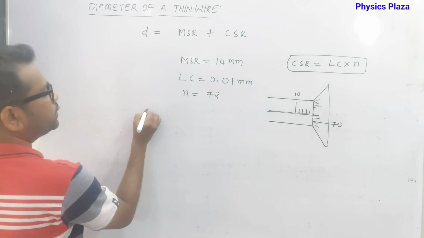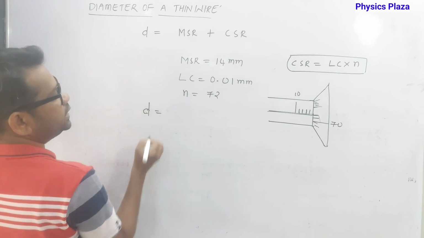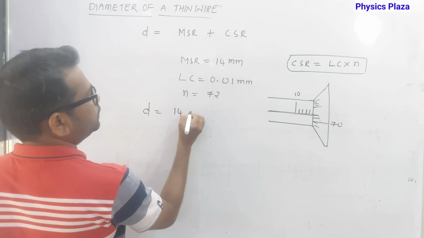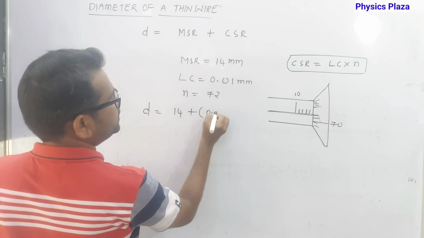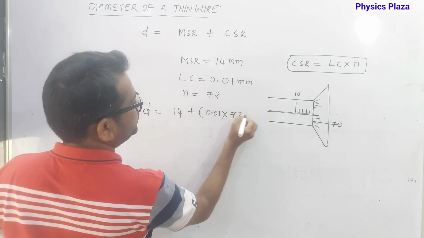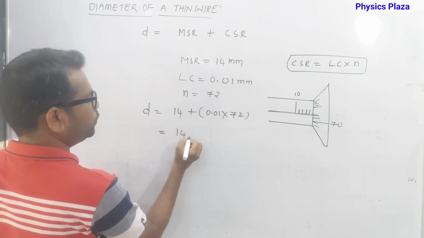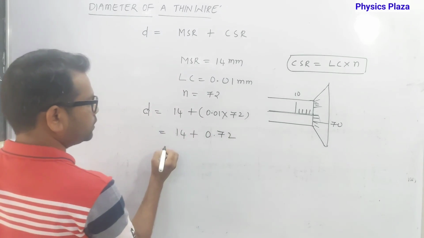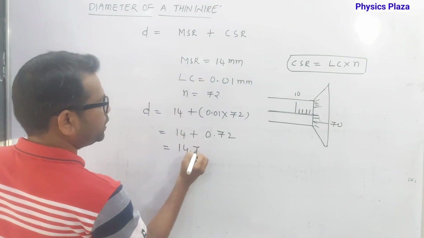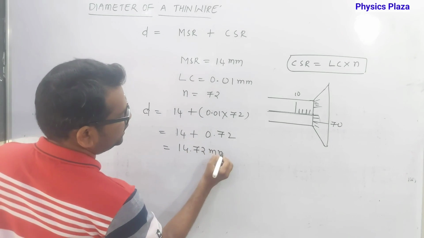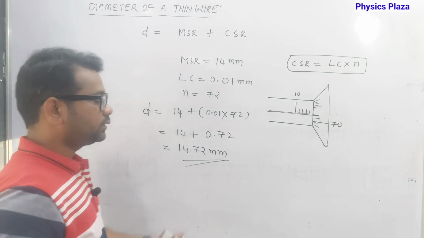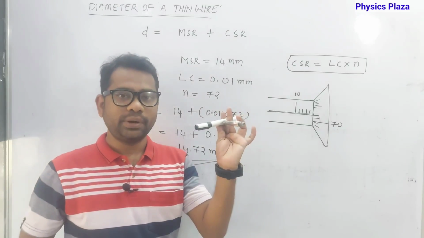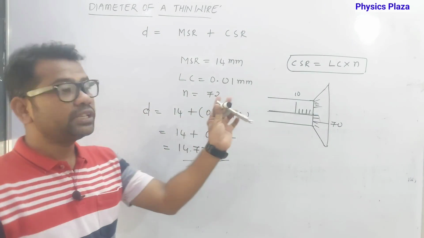Now you substitute in this: d is equal to 14 plus 0.01 into 72, which is equal to 14 plus 0.72. This is going to be 14.72 millimeter. So this is the diameter of this marker.